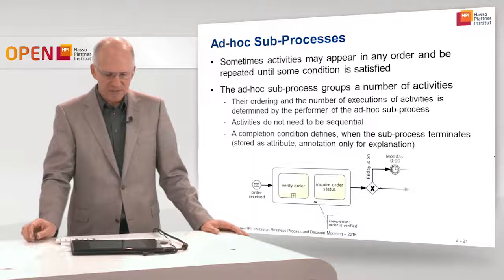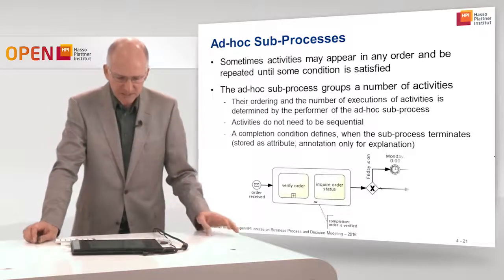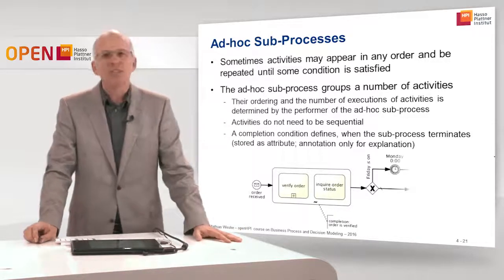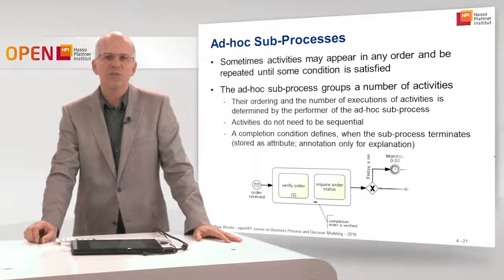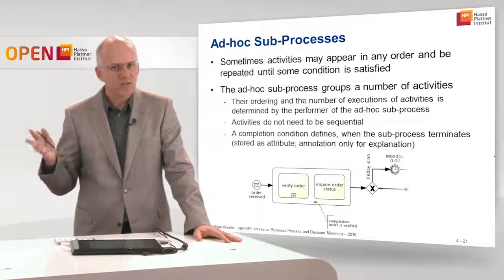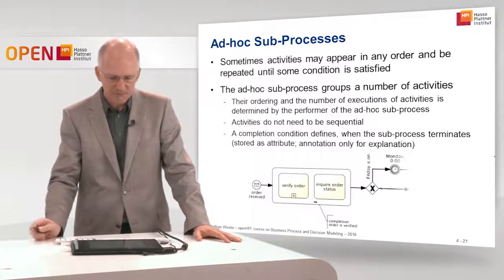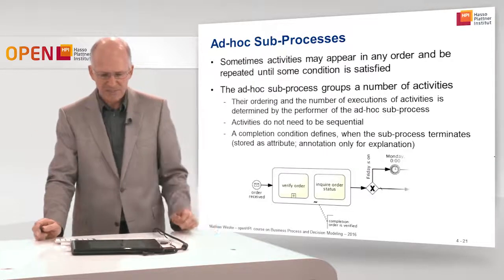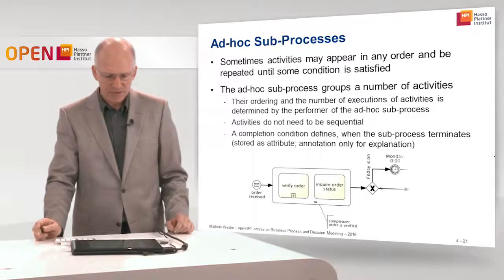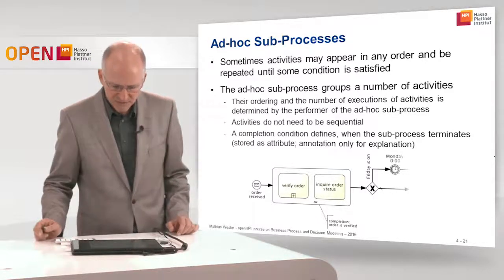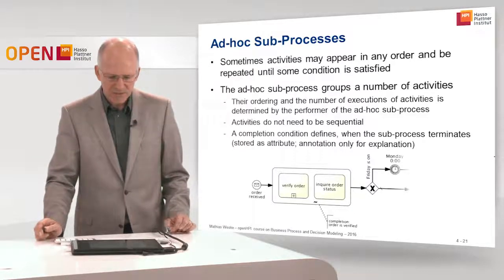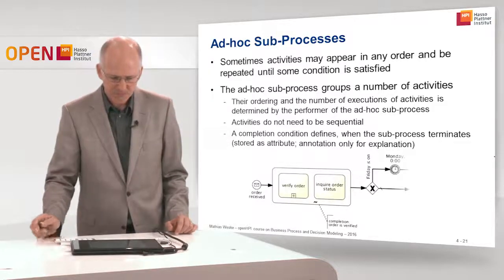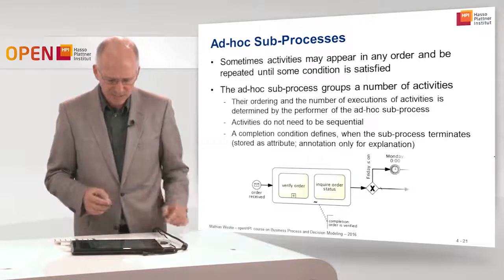There are also ad hoc subprocesses, and ad hoc subprocesses are used for parts of business processes that do not have this strict process structure that we normally talk about. So sometimes activities may appear in any order and also can be repeated until some condition is satisfied. And therefore the ad hoc subprocess is used, and it groups a number of activities, like we have seen here.